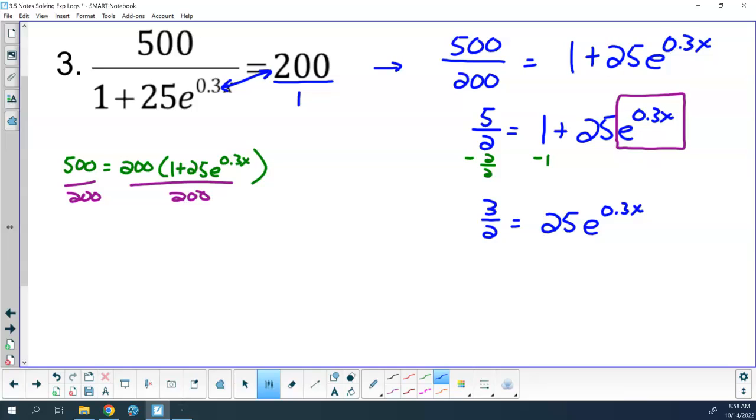Now what? Divide by 25 on the right side, but that's really multiplying by what? 1/25, after we keep change flip. And so that's really multiplying by 1/25. So now I've got 3 over 50 equals e to the 0.3 x power.